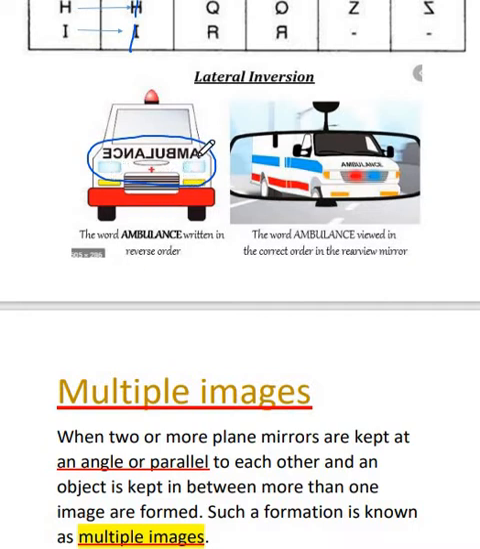So they have printed a mirrored image, making this the object. And once a car going in front looks at this object, this mirrored image, through his mirror, this word will appear like this, so that the person can read that this is really an ambulance and he will give room.